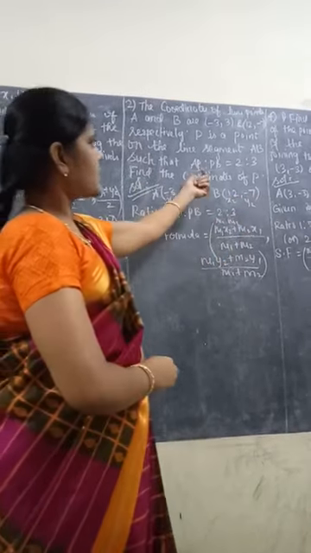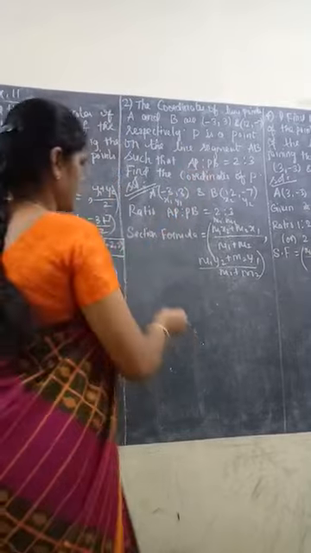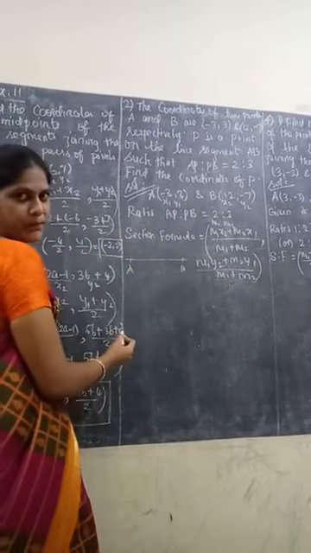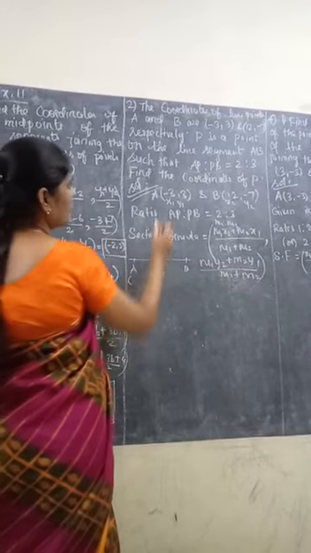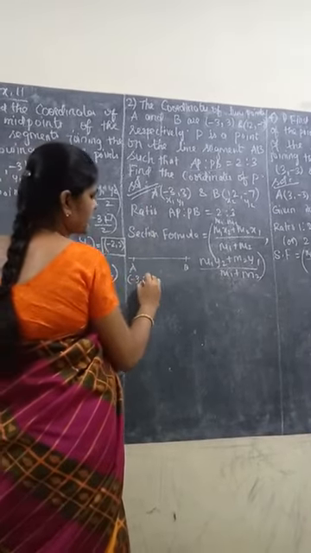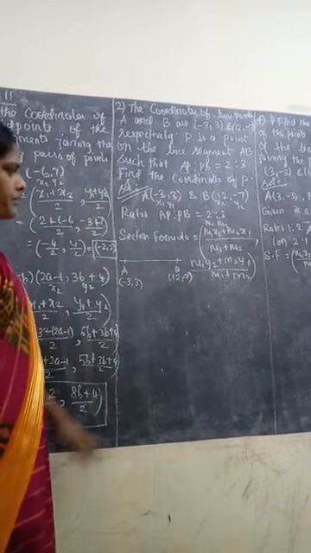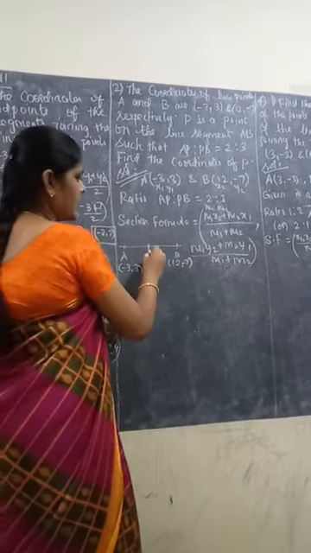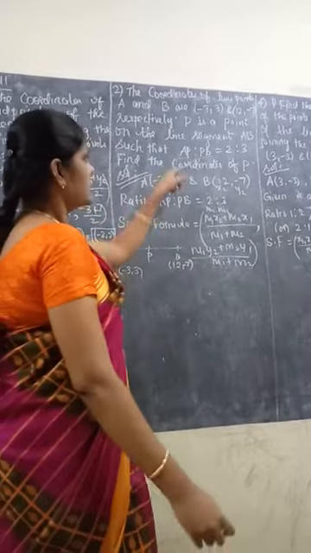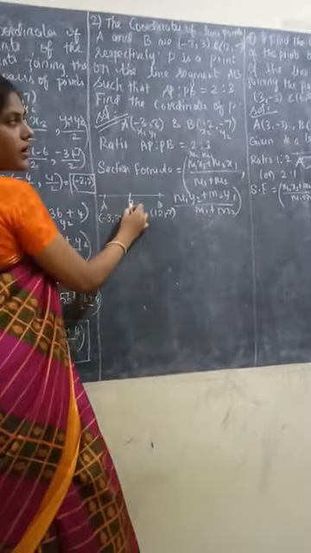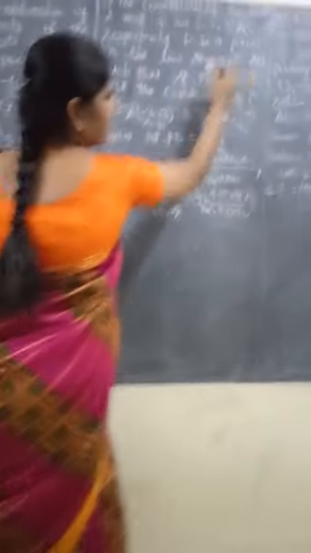Listen, what is given? P is the point. That means this is the A point, this is the B point. The diagram must be marked. What is the A point? Minus 3, 3. What is the B point? 12, minus 7. P is the point, the central point. So AP is to PB. This is P. What is the value of AP? 2.